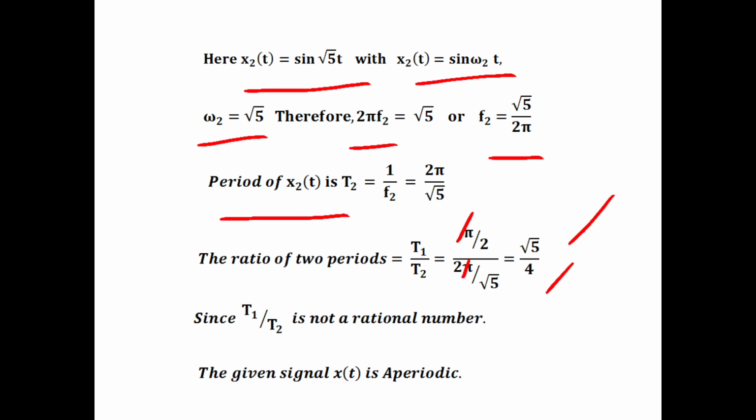So, root 5 is not an integer. So, it is not a rational number. Rational number means in the numerator and denominator you should have integers. So, the given T1 by T2, on calculation, we have got as an irrational number, or it is not a rational number. Therefore, the given signal is aperiodic.